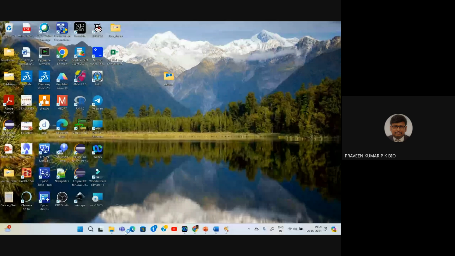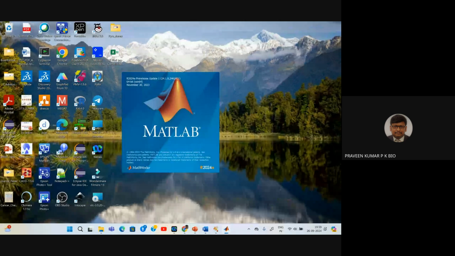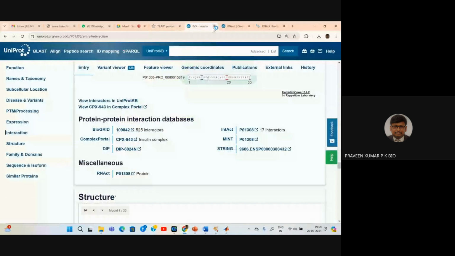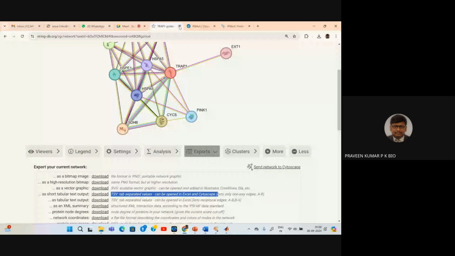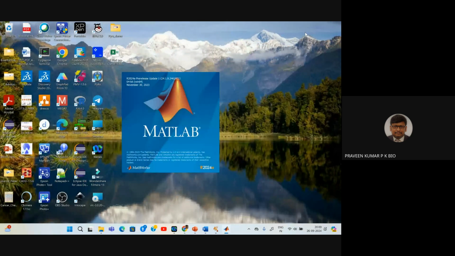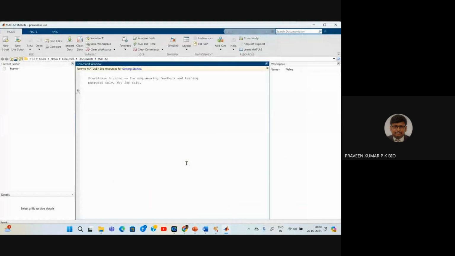Yes, MATLAB is getting loaded. Meanwhile, I can open the RNA protein, not yet loaded. So I can close the other windows to make it faster. Okay, meanwhile, I can see MATLAB is open. Here I show you the components present for system biology, and I tell you how to practice. If you don't know anything about MATLAB, how to learn it and how to work with it.